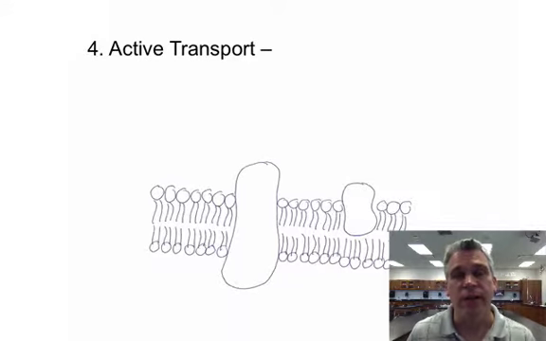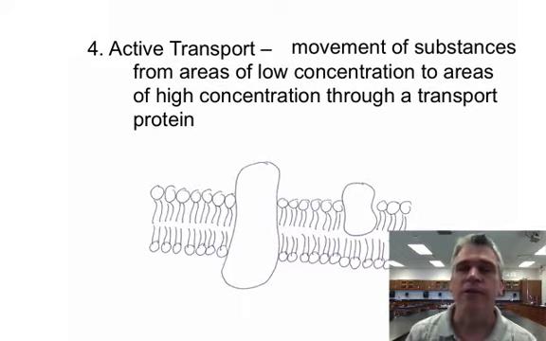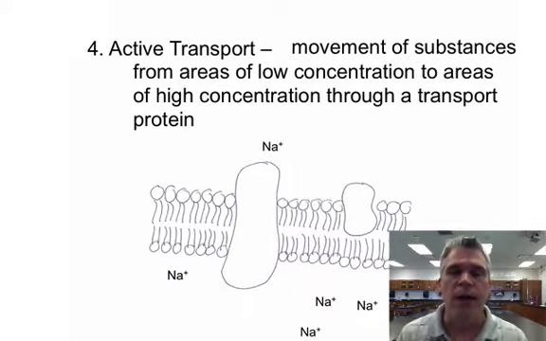Active transport, on the other hand, is just the opposite of facilitated diffusion. This is the movement of substances from areas of low concentration to areas of high concentration. Again, it has to go through a transport protein. So again, pause the video if you need to. Let's jot down a few molecules.